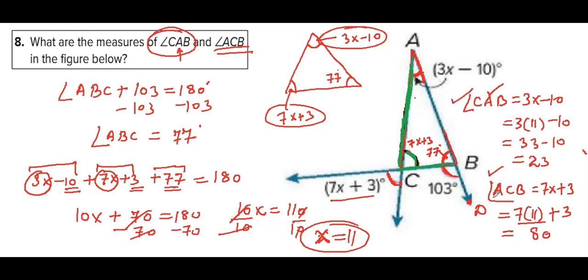This is question number 8. So you need to remember all the concepts which we have learned in the class: vertical angles, linear pair, sum of all the angles is 180 degrees. So this you have to remember.